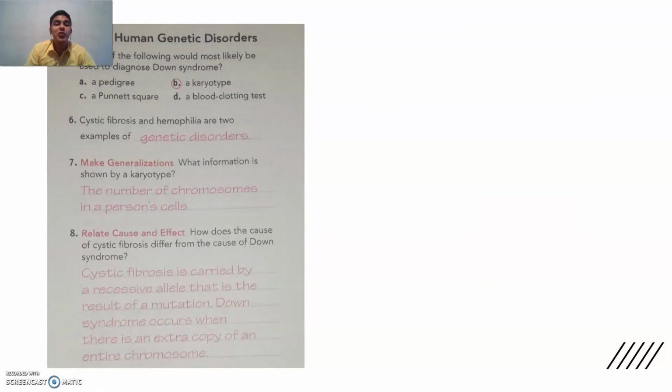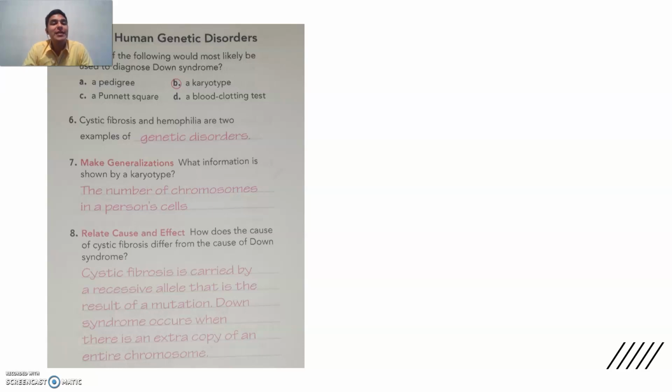Let's go over the next one, question number 5. Which of the following will most likely be used to diagnose Down syndrome? In this case, it would be a karyotype, because in karyotypes we can take a look at the genetic information of a person and track down the chromosome that has been changed inside the person.